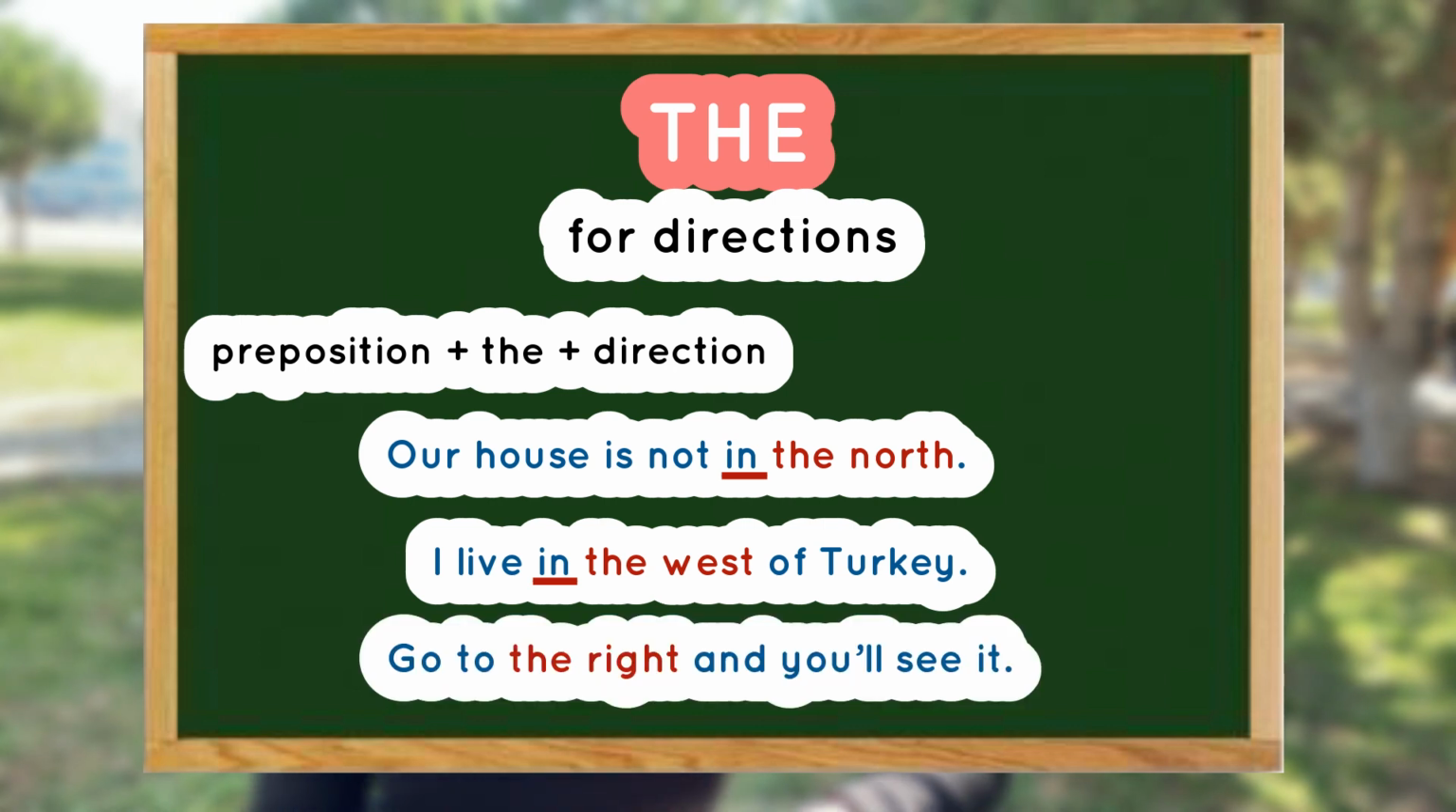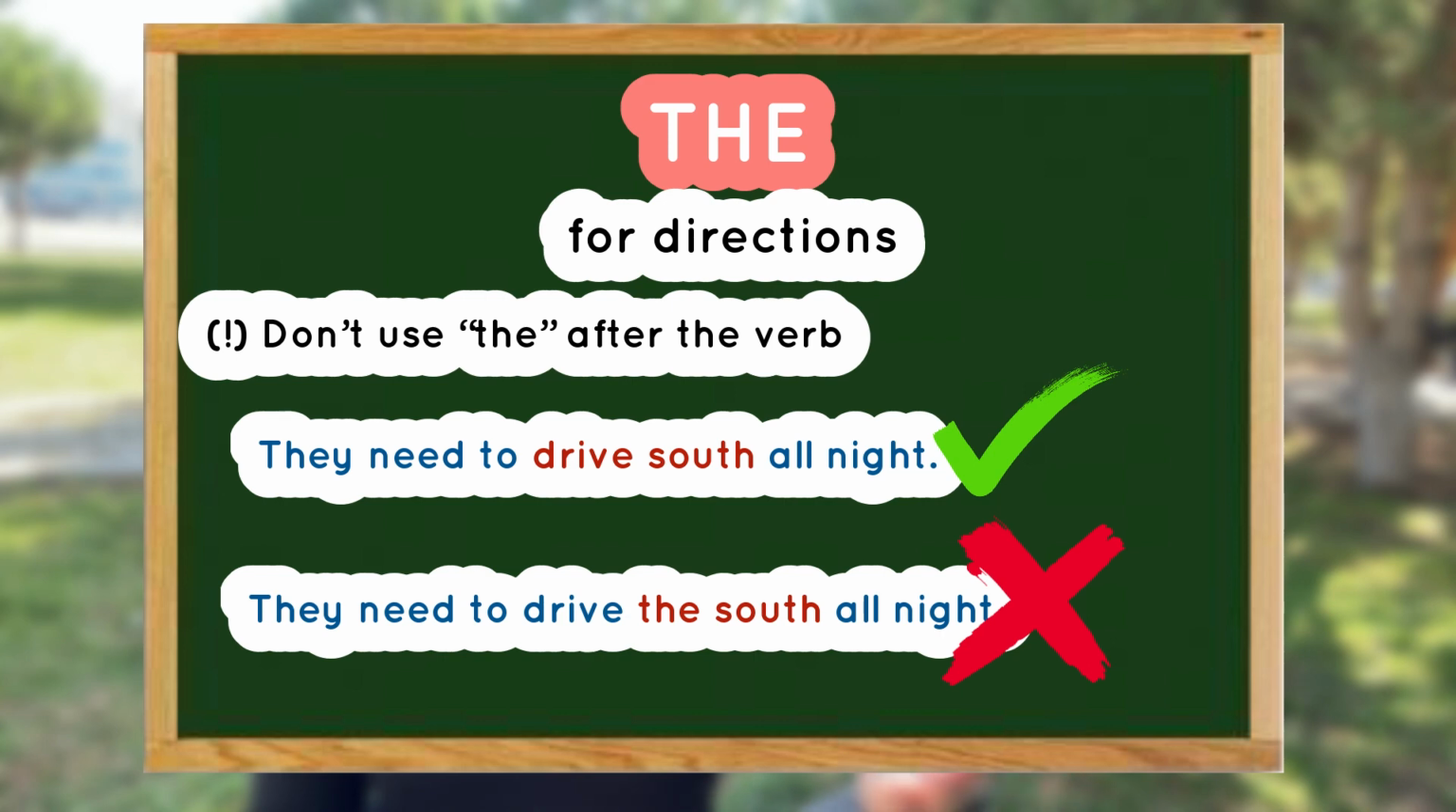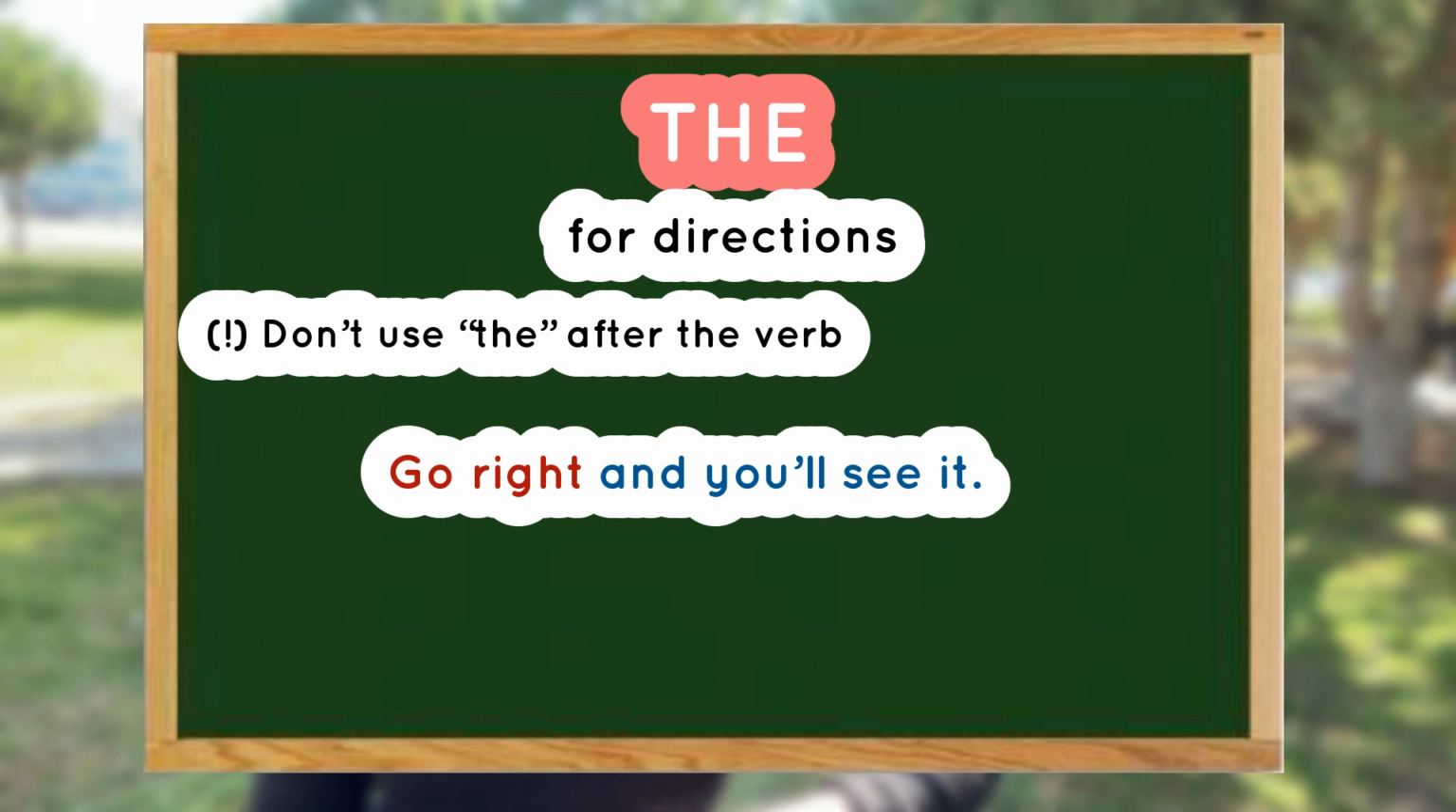Go to the right and you'll see it. So to the right, to is a preposition. But we say they need to drive south all night. So drive south. We don't use the because there is a verb, drive. Go right and you'll see it.